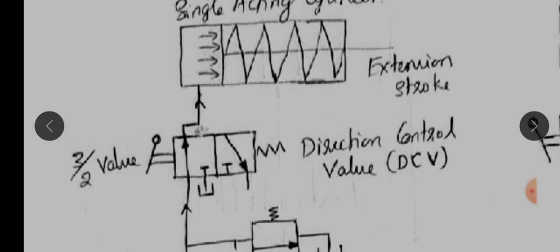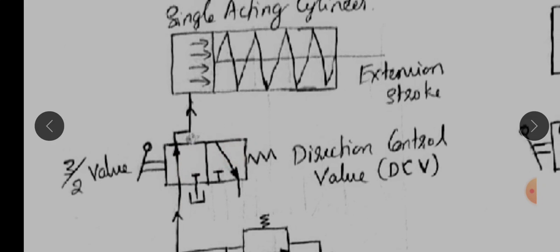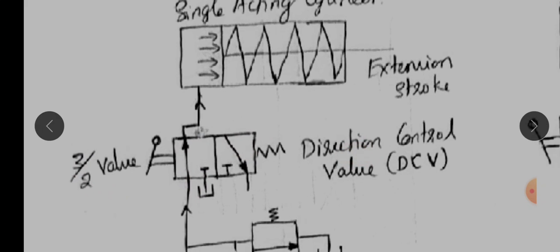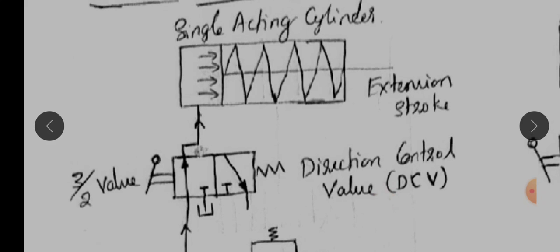So this is the direction control valve, which is operated by the hand lever. This is actually a 3/2 valve, meaning it has three ports, 1, 2, 3 ports, and 2 means two positions. This is one position, this is the second position. So it is a 3 port 2 position spool valve, called a direction control valve. We commonly call it a DCV.